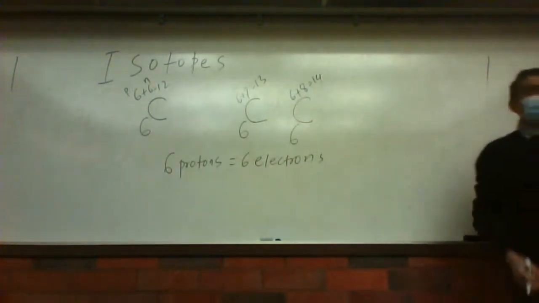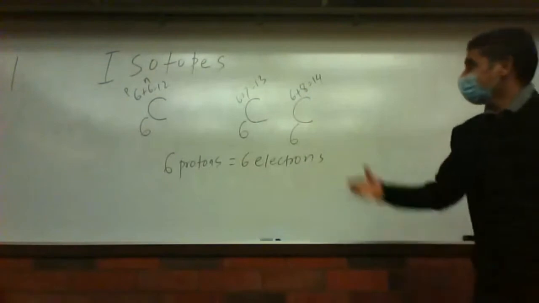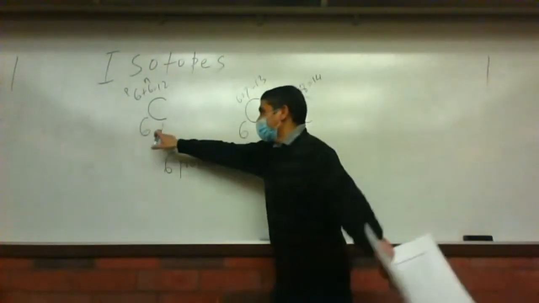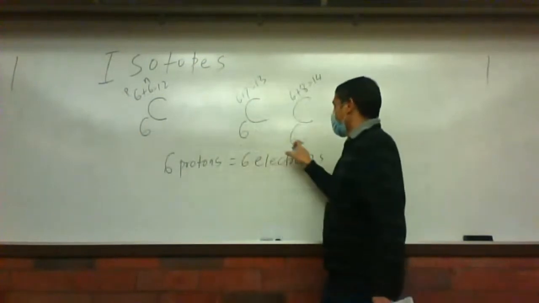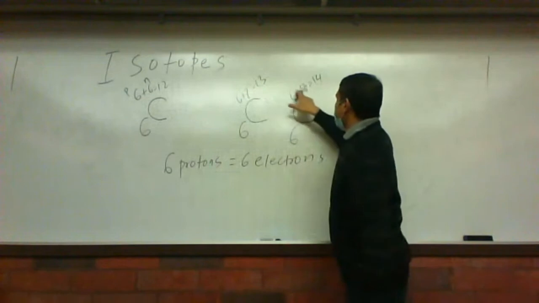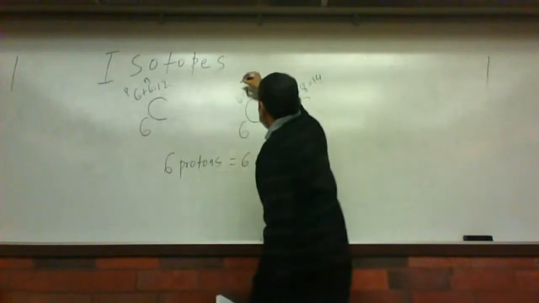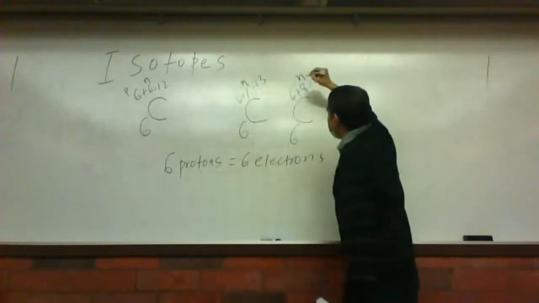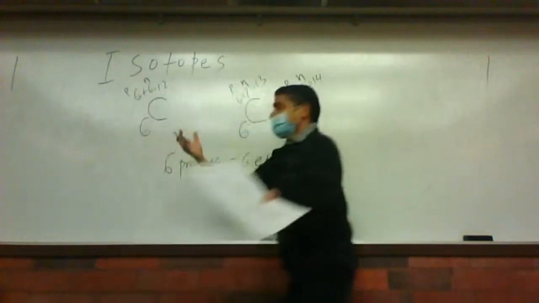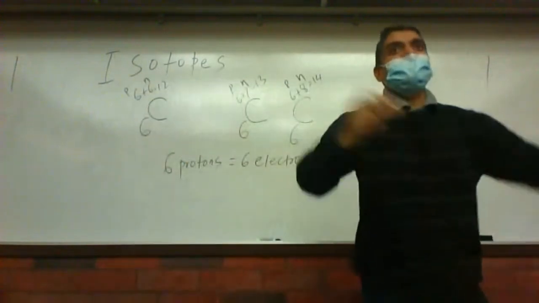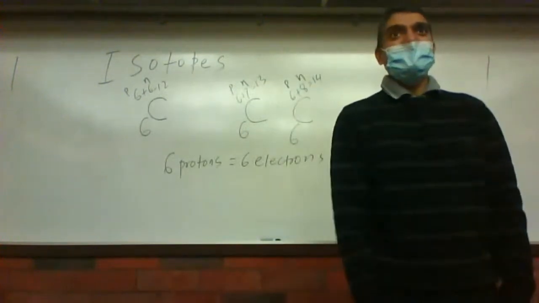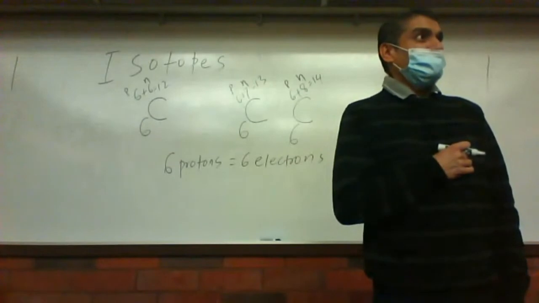So this kind of thing is called isotopes. An isotope is the same element. Same element means they have the same number of protons and the same number of electrons, but they have different numbers of neutrons. This one is neutron, this one is neutron. This one is proton, this one is proton. So same number of protons, different number of neutrons, and these are the same element. Carbon, carbon, carbon. So these are called isotopes. Make sense? Good.